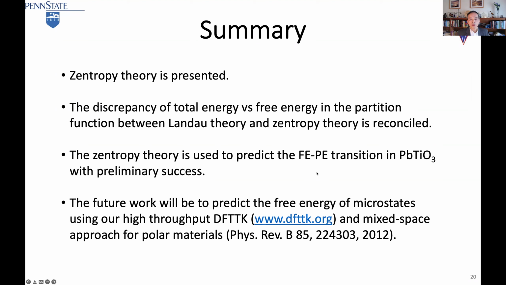In the future, we're going to predict the free energy of the macrostates using our high-throughput DFT-TK software, and use our mixed-space approach for polar materials. We hope our prediction will be even closer to experiments. The reason we believe that is because in our magnetic materials predictions, when we introduced the free energy, the agreement with experiments is within a few degrees, without any fitting parameters.